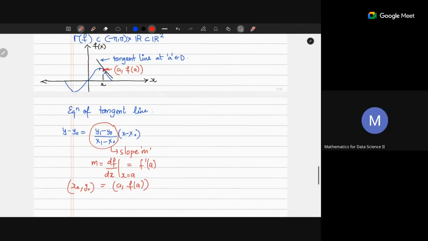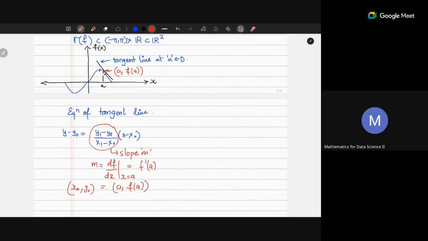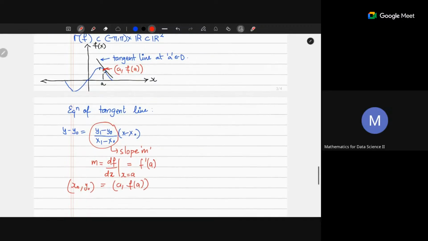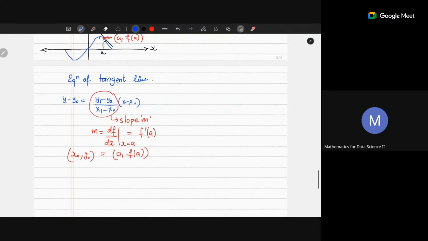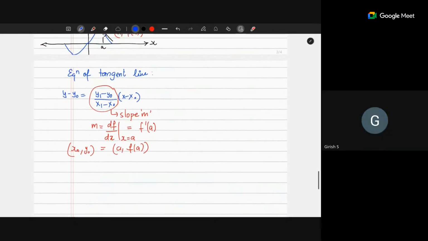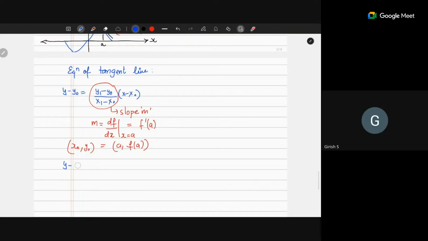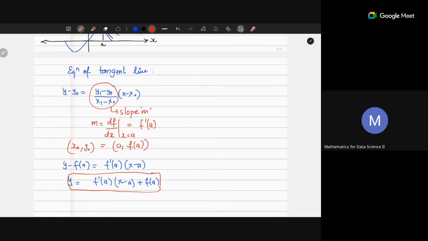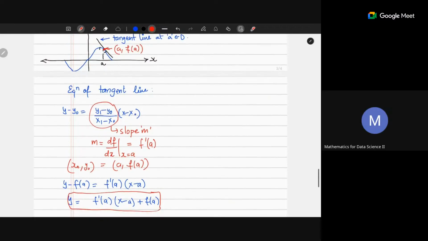So now I know the equation of this tangent line. What will the equation be? y minus f of a by x minus a equals f prime of a. So y minus f of a is equal to f prime of a into x minus a. And now this is nothing but f prime of a times x minus a plus f of a. So this is called the linear approximation of function f at a. This is a one variable linear approximation.